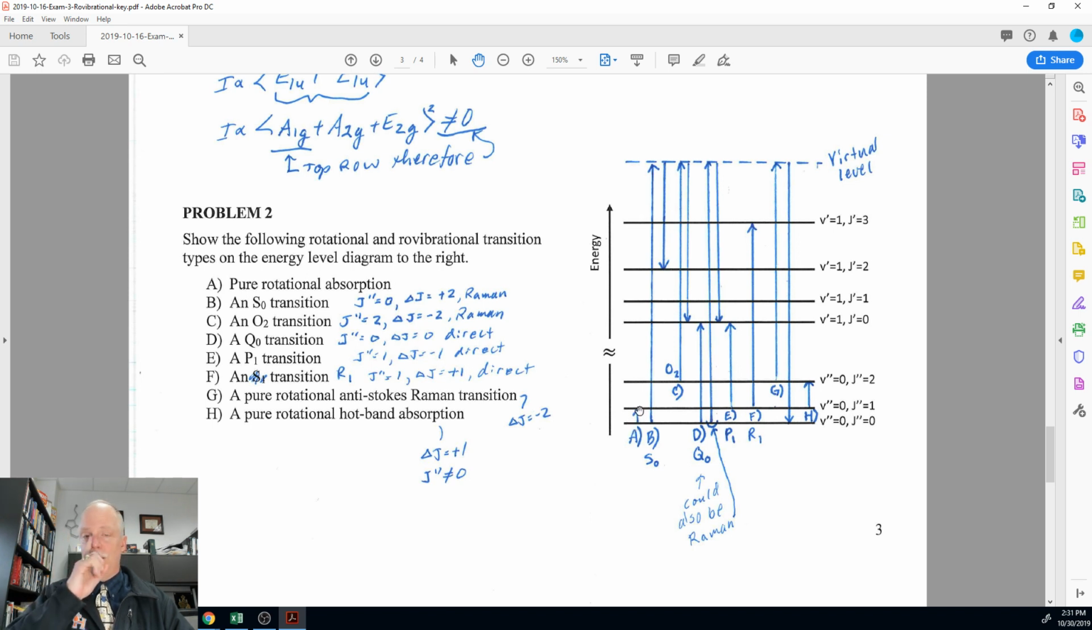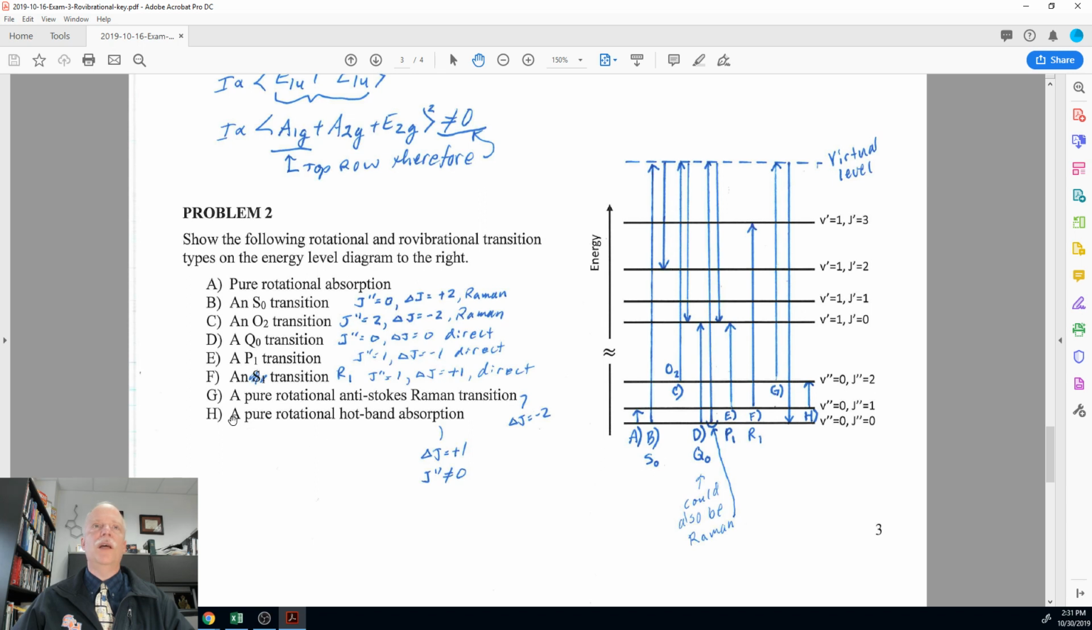That's one J value. That's 1 unit of angular momentum. A pure rotational absorption would be 1 unit of angular momentum. Light coming in and the molecule absorbing that energy of that light, but also the angular momentum of that light, causing the rotational value to go up by 1 unit. So that's a pure rotational absorption.